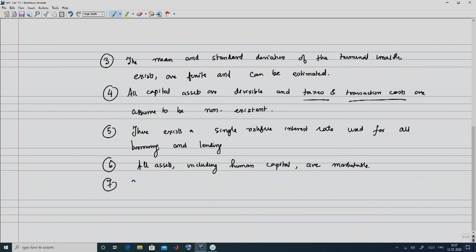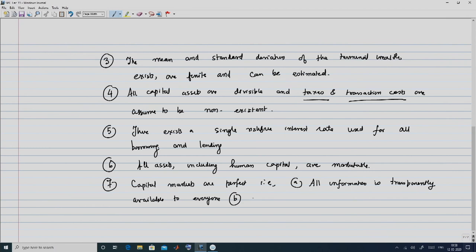Seven, the capital markets are perfect. So, this term perfect means the following. The first thing it means is that all information is transparently available to everyone. That means all the investors have identical information, then there is no requirement for margin.